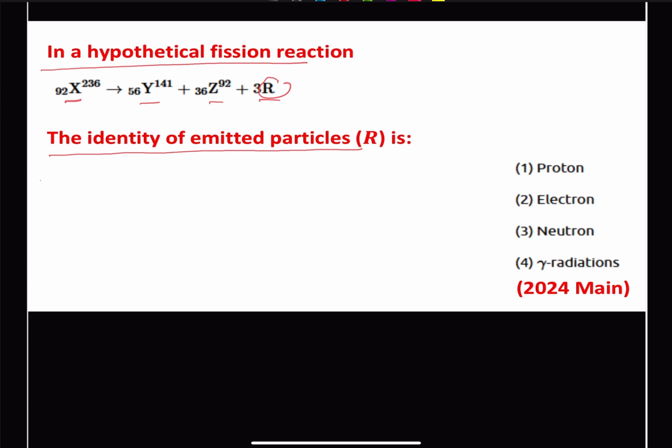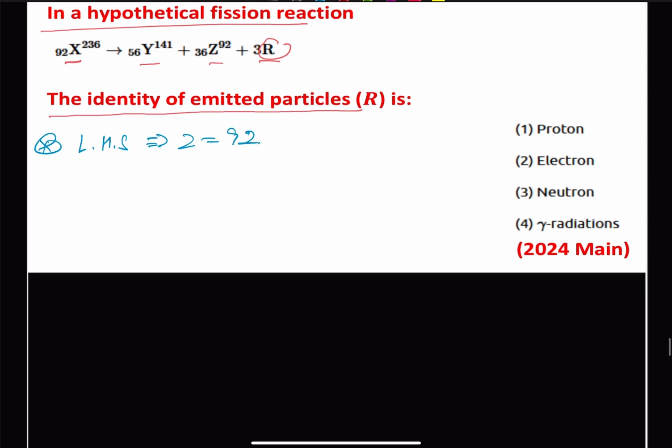So we can say for our LHS, the value of Z is equal to 92, and for our RHS we have 56 plus 36, which gives us 92 for the RHS value of Z.